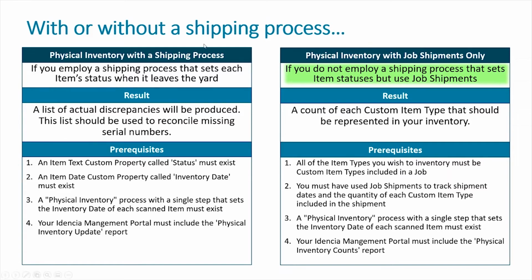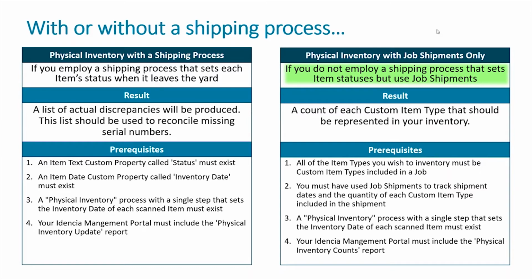But the difference there is that the job shipments functionality does not track the actual items that were shipped. It only tracks what was in the shipment. So 2 of item type A and 3 of item type B were in this shipment, but it's not going to tell you the exact serial numbers. Job shipments don't track the actual serial numbers, just the item types that are included in each shipment.